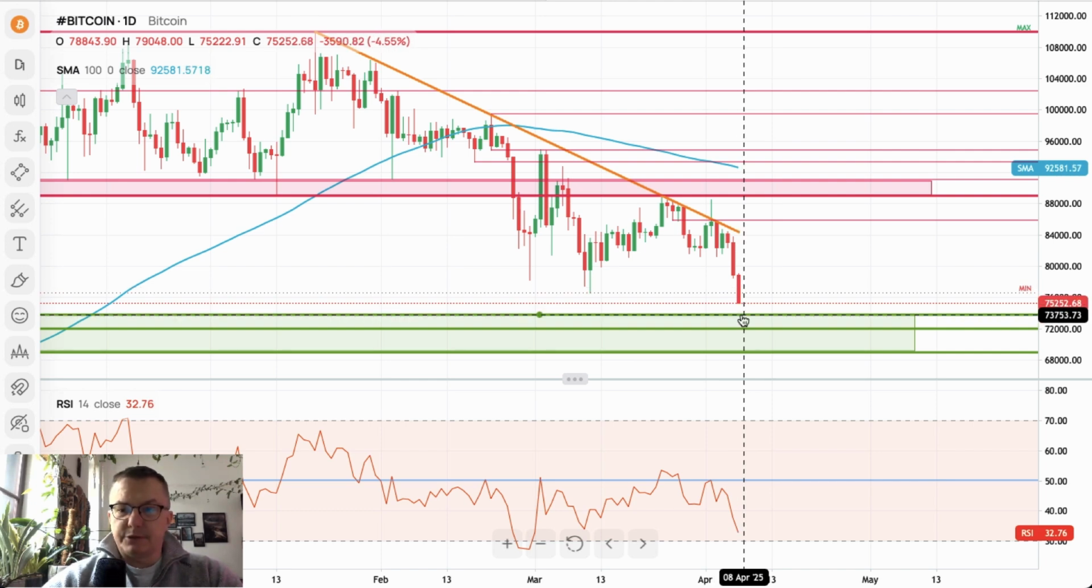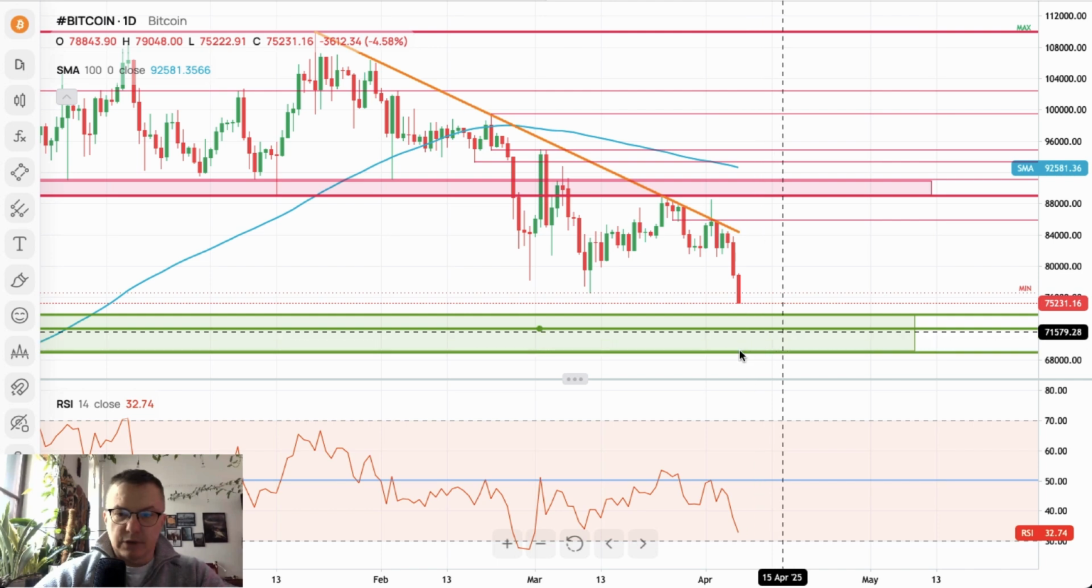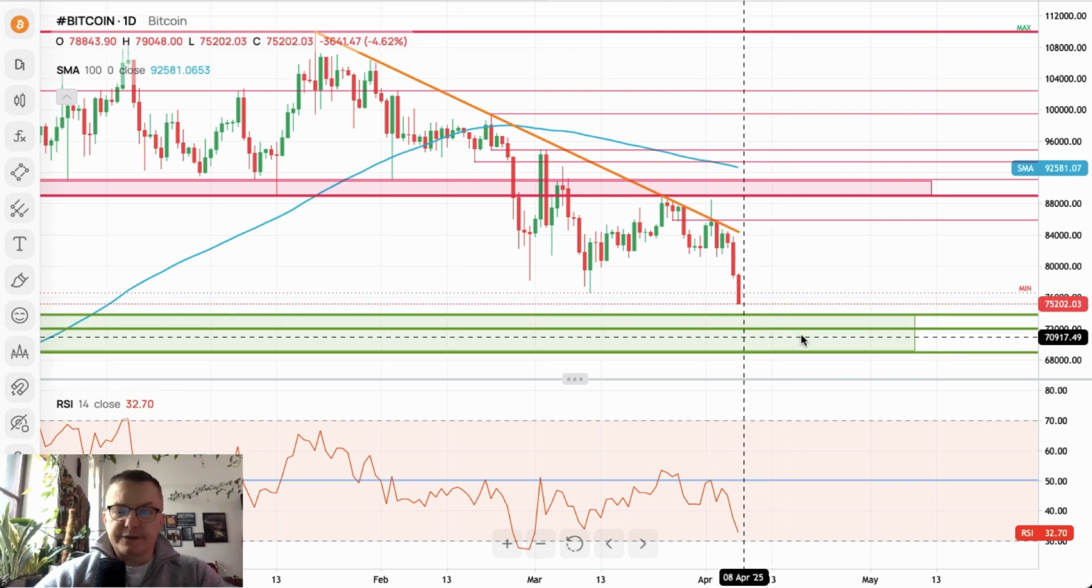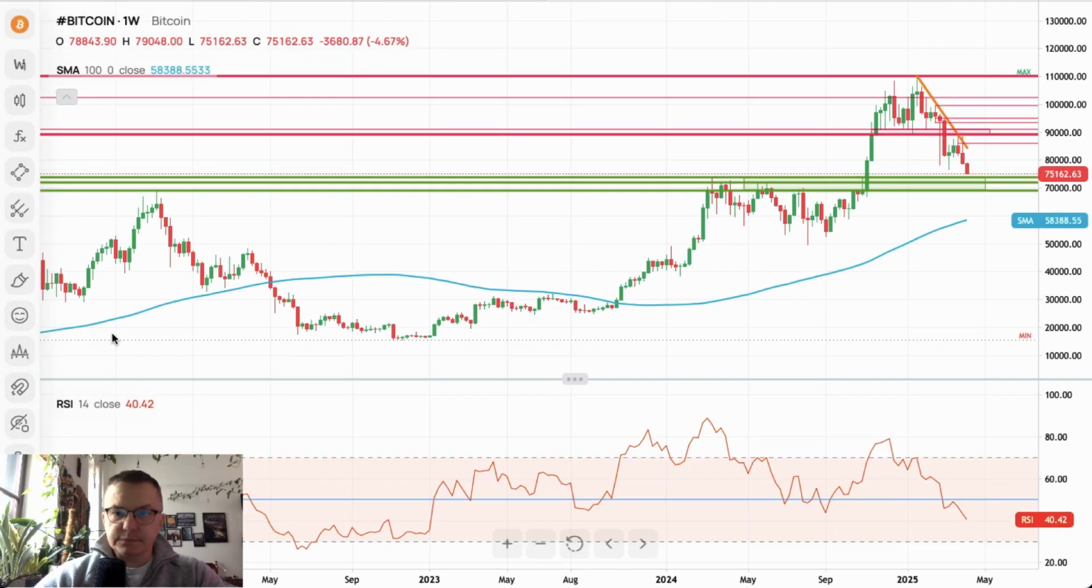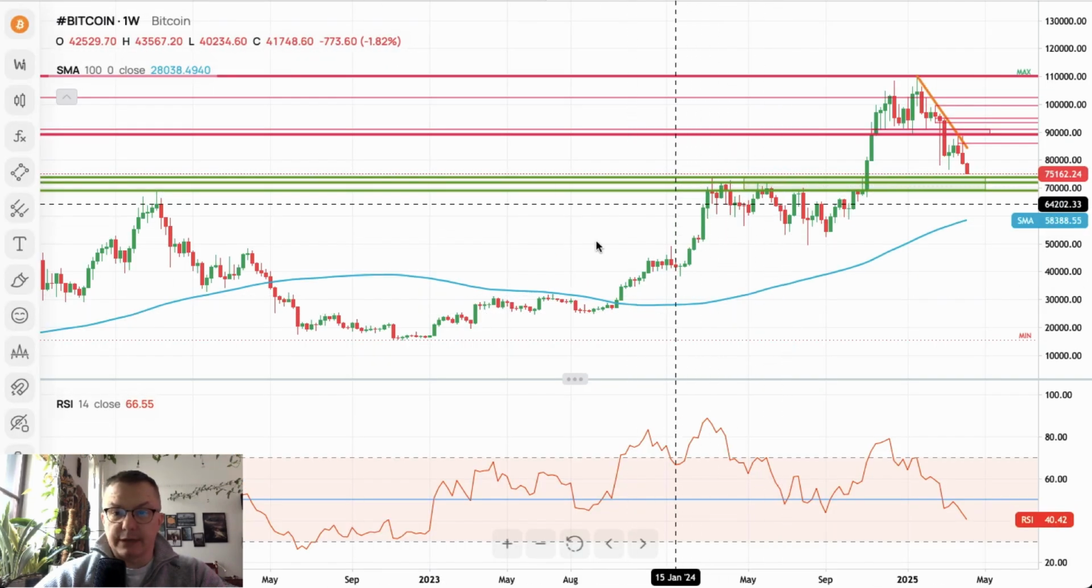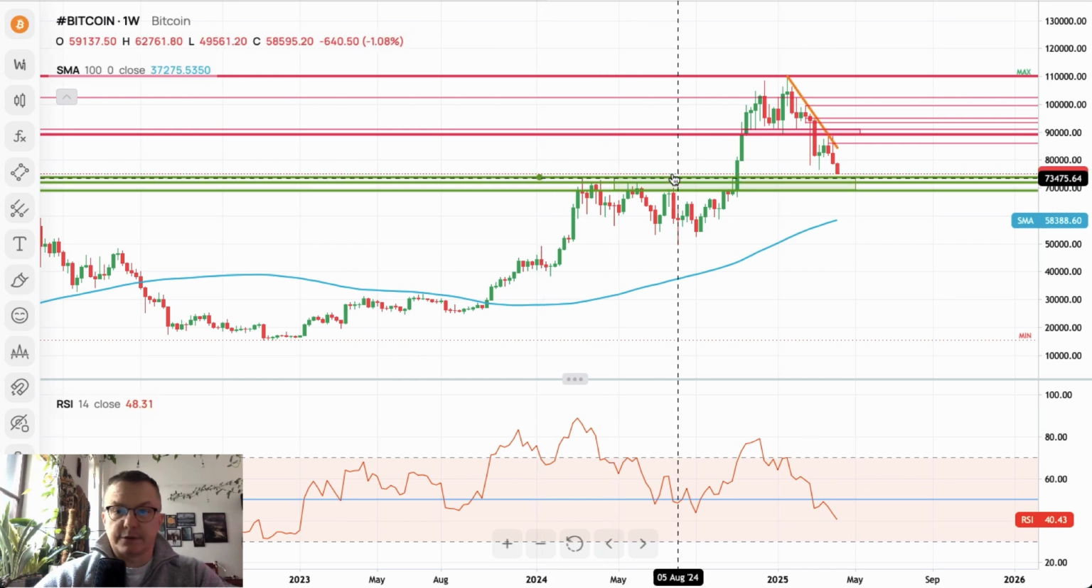The demand zone is located between 73,753, let's say, and 69,121. All right, so somewhere there might be increased bullish activity if bulls want to defend this long-term demand zone. This is what we are talking about. This is how this demand zone has been established on the weekly time frame chart.